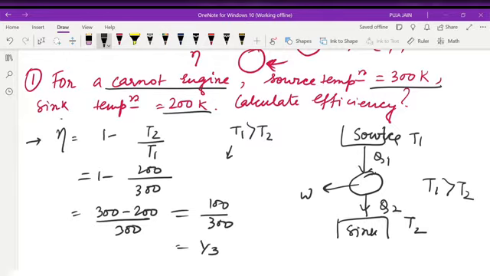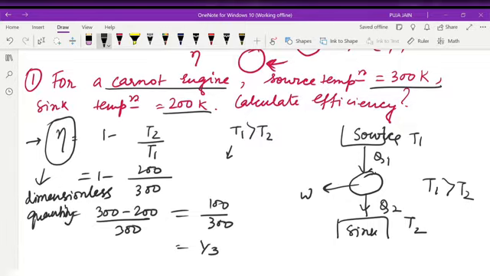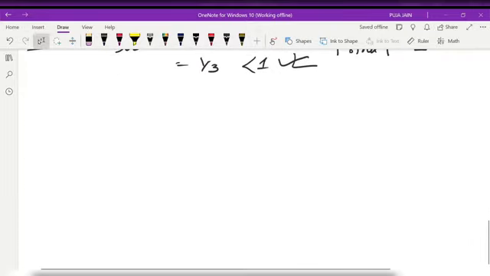Another thing, eta is a dimensionless quantity. Whenever you are doing a problem and the value of eta you are getting is less than 1, that means you have done it right. Okay. Next question. Question number 2.